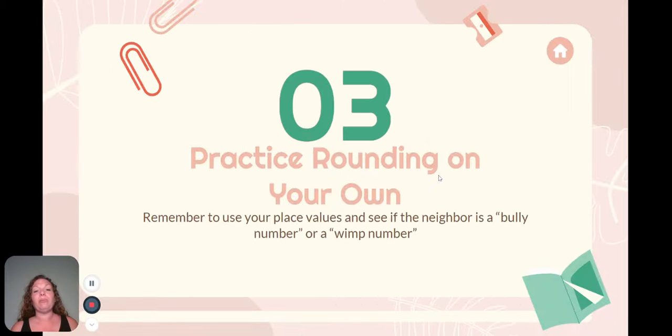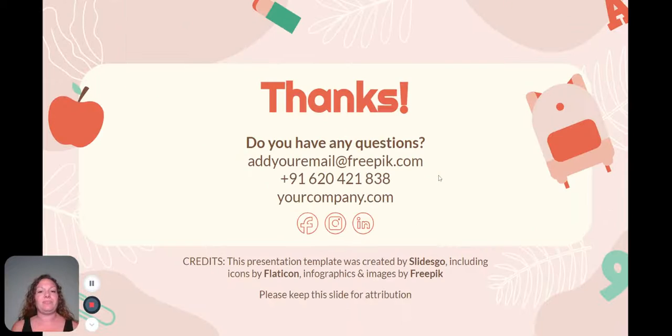Okay, so I want you to keep remembering while you practice on your own that you're going to decide if the neighbor to the right of the place value that you're looking at is a bully or a WIMP. And my suggestion for doing these is to underline the place value that they're asking you for and then looking at the neighbor. All right, do the best that you can, and remember that there's a trick sheet in this module. All right, good luck.